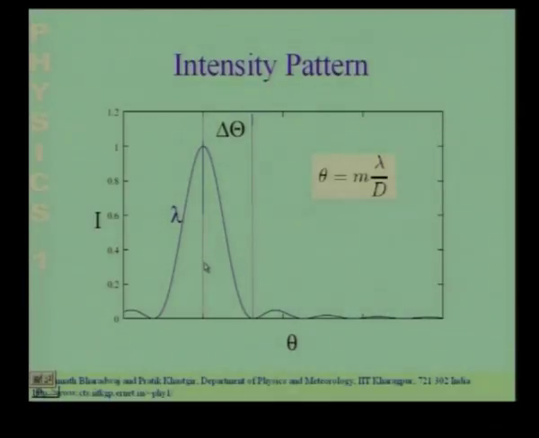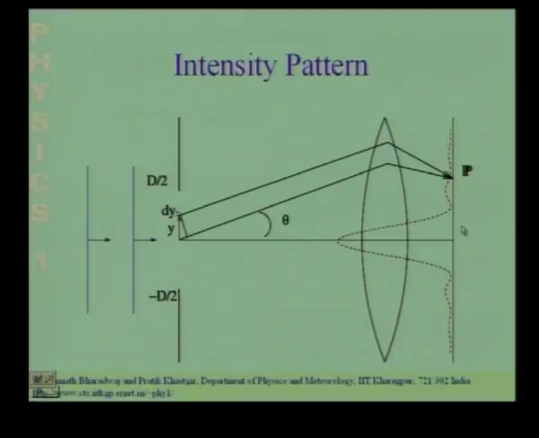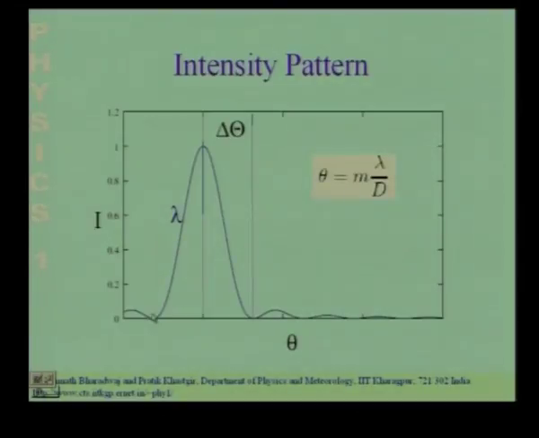Same thing happens on the other side also. So, let us ask the question: we have this central bright spot. What is the width of the central bright spot? By width we mean the distance between the two zeros, the distance between these two minima.